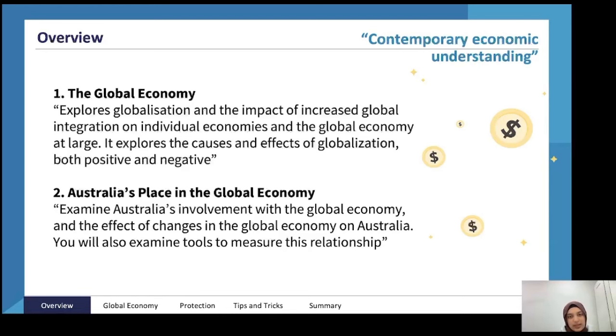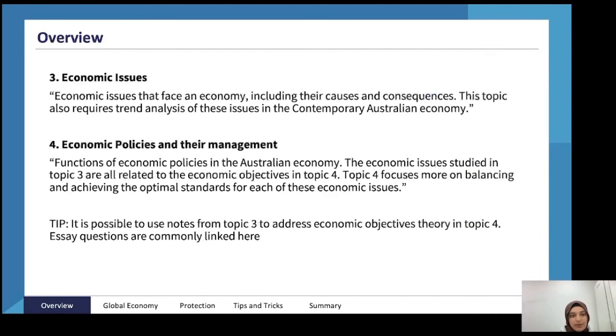We've then got Australia's place in the global economy, where we look at examining Australia's involvement with the global economy. Where does Australia fit in? What do we produce? What comparative advantages do we have? We look at different things with that, and I'm sure, obviously, this is all revision for you. The effects of changes in the global economy on Australia and tools to measure this relationship as well.